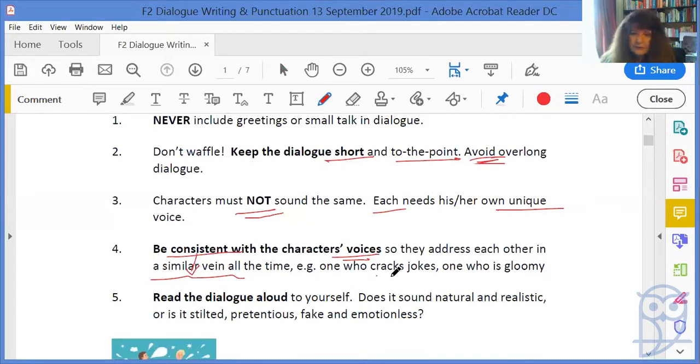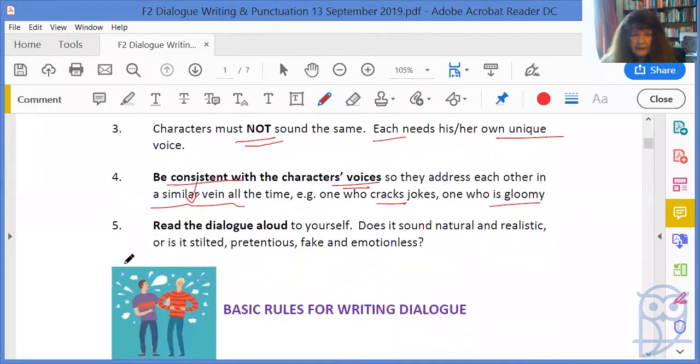Maybe there's one who always cracks a joke. Maybe there's one who's always gloomy. Maybe there's one who's always cynical. That sort of thing. Maybe there's one who's a happy chappy. Okay, but they should be the same throughout your essay. Then finally, after you've written some dialogue, what you should do is read it aloud to yourself. You know, talking to yourself used to be one of the first signs of madness, but not anymore. It's a necessity to get your work done.